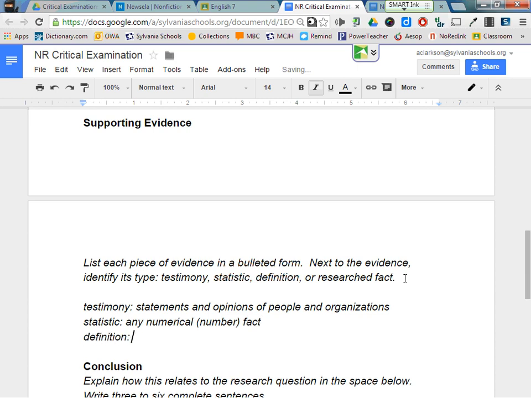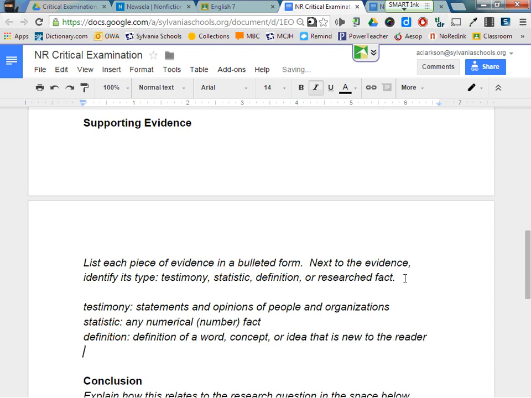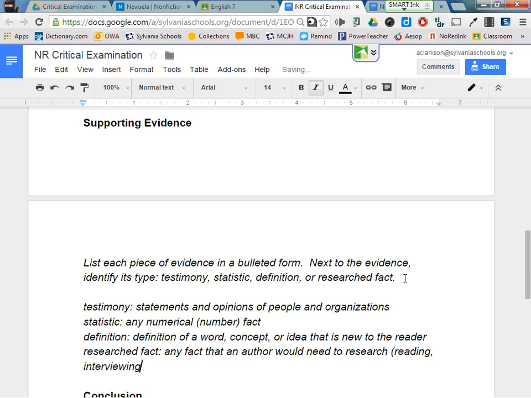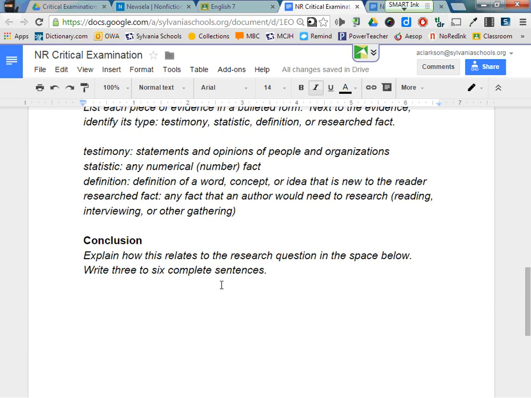Definition is the definition of a word, concept, or idea that is new to the reader. Finally, a researched fact, any fact that an author would need to research. And research could be reading, interviewing, or other gathering methods. Okay, so there's the definition of your four terms: testimony, statistic, definition, and researched fact.